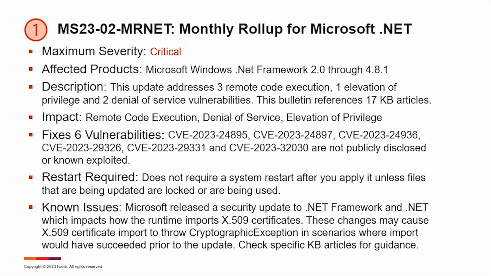I did not go through all of the KB articles. There are multiple KB articles depending on which version of .NET framework you're running. I didn't list them all out here, but you might want to go in and take a look at those individually. I think there's 2 or 3 different versions of the KB articles for each one of the .NET frameworks that are out there. So just be aware of that one. Again, fixing 6 vulnerabilities rated critical, so it's important that you roll out these .NET framework updates this month.